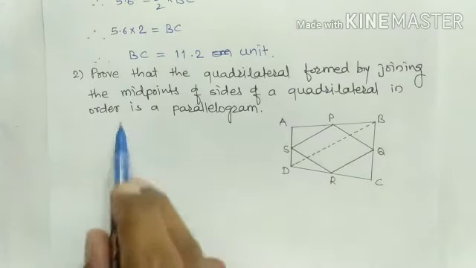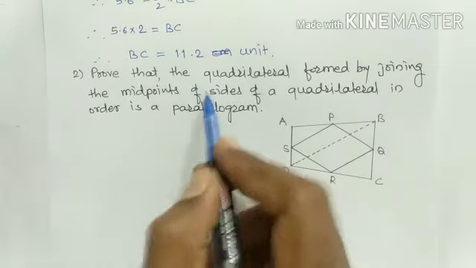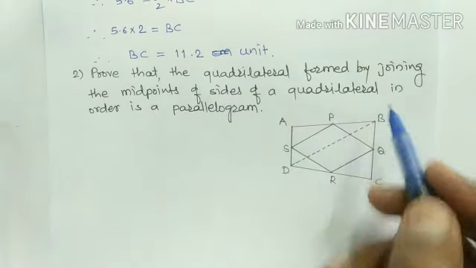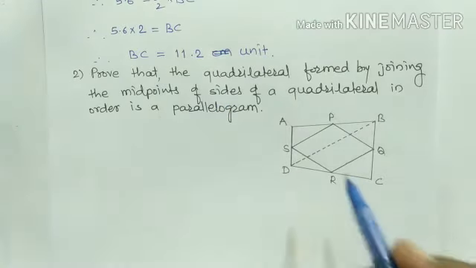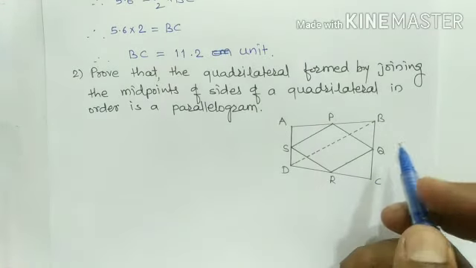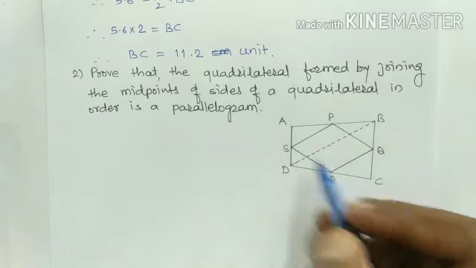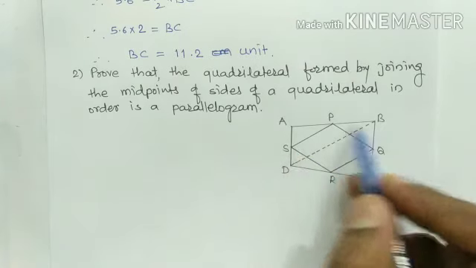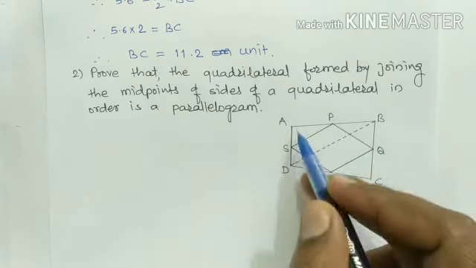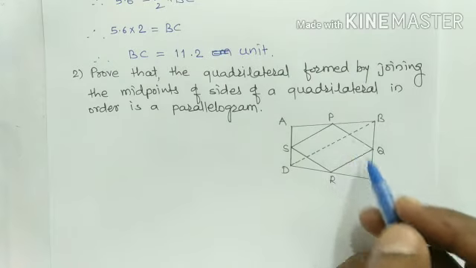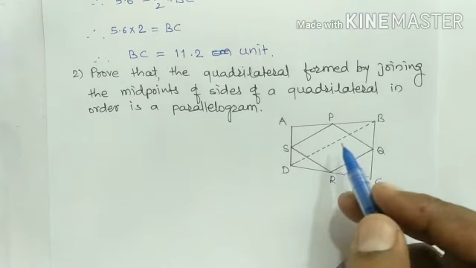Now the second example is: prove that the quadrilateral formed by joining the midpoints of sides of a quadrilateral in order is a parallelogram. Here the quadrilateral ABCD is any type of quadrilateral. Points P, Q, R and S are the midpoints of sides AB, BC, CD and AD respectively. And we have to prove that this quadrilateral PQRS is a parallelogram.